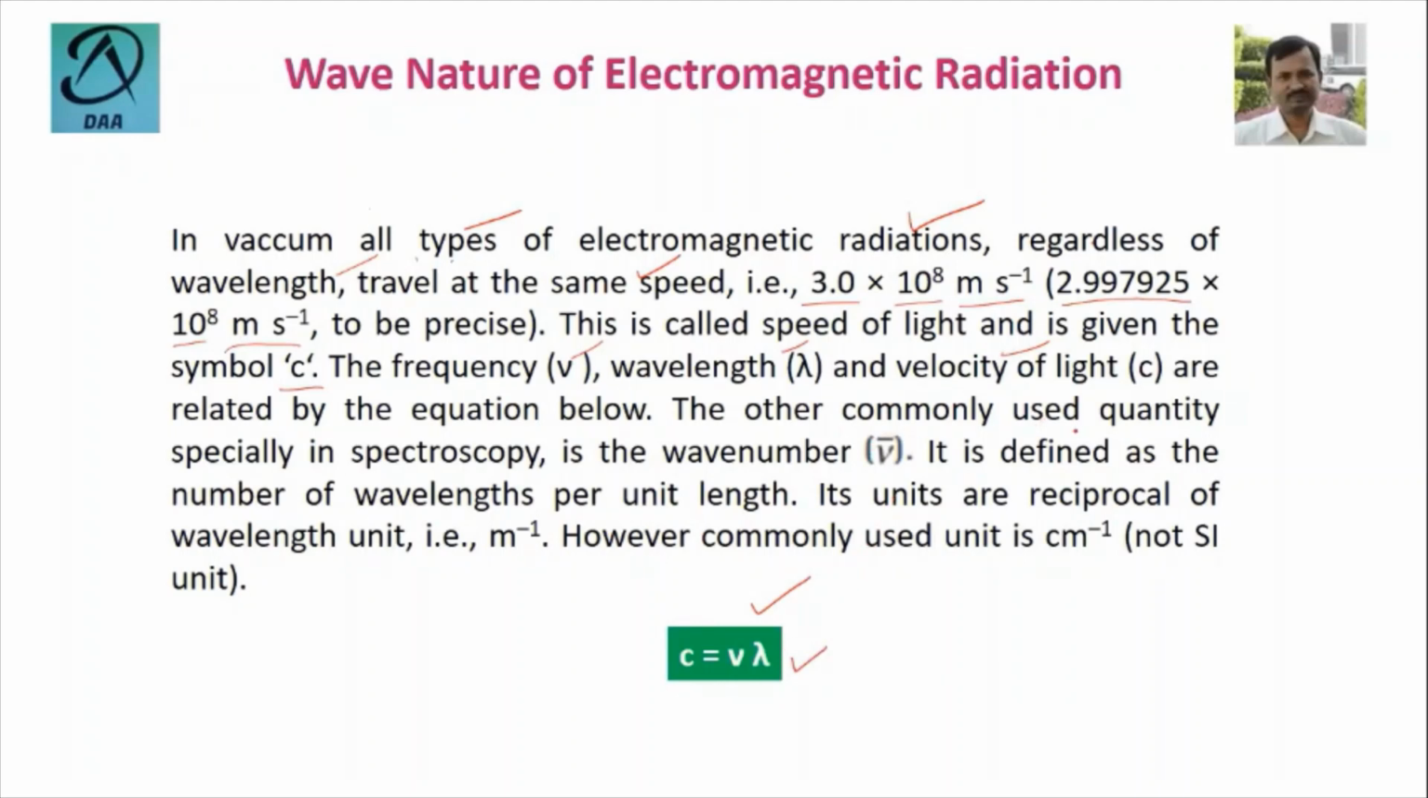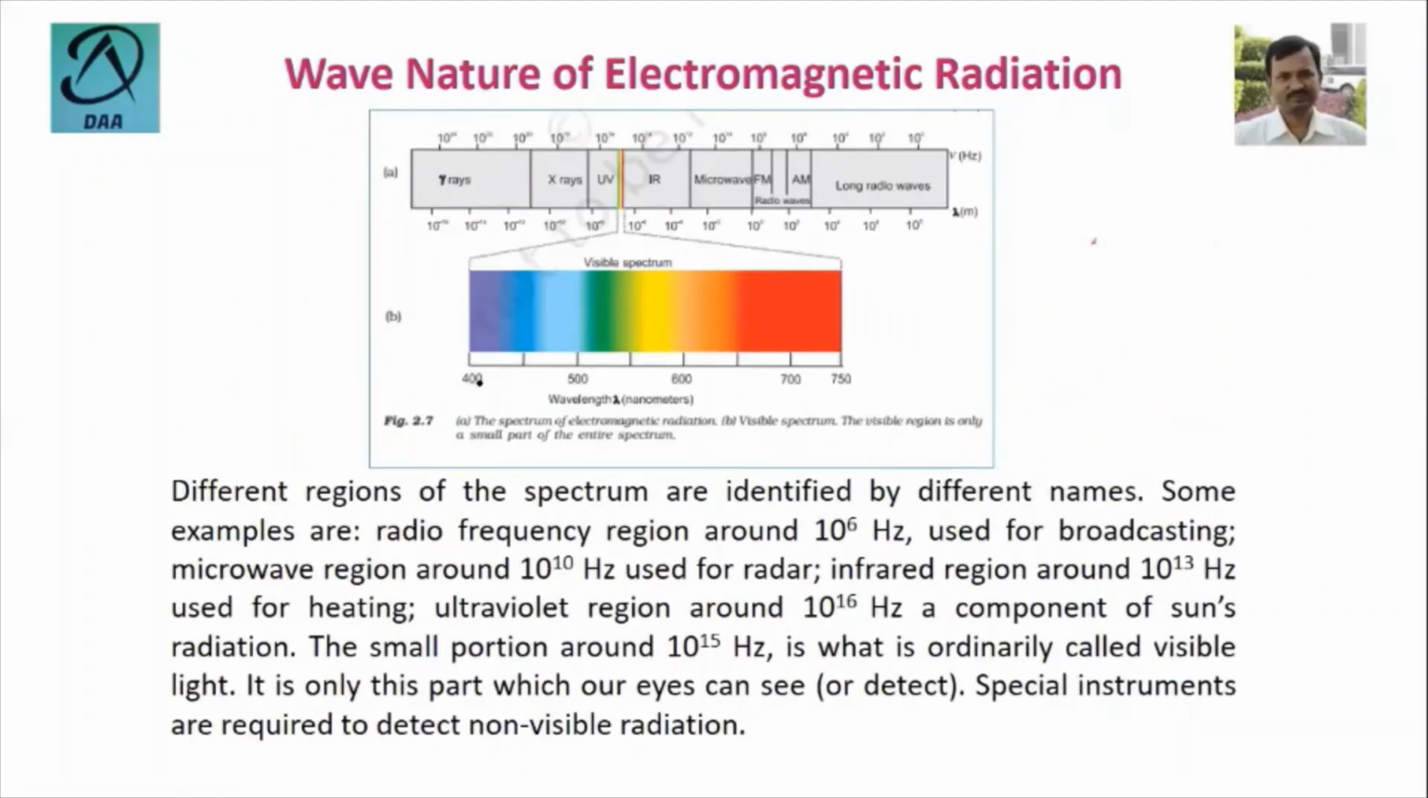The other commonly used quantity in spectroscopy is the wave number, and the wave number is defined as the number of wavelengths per unit length. So its unit is meter to the power minus 1. This is the SI unit, and the common unit is centimeter to the power minus 1, which is not the SI unit.